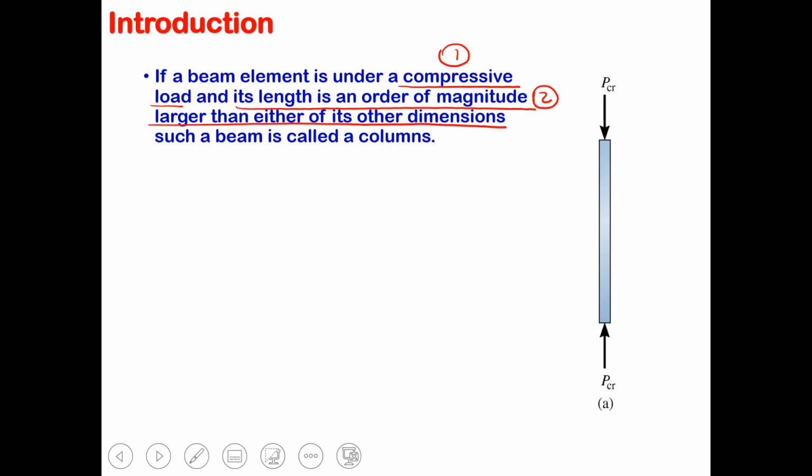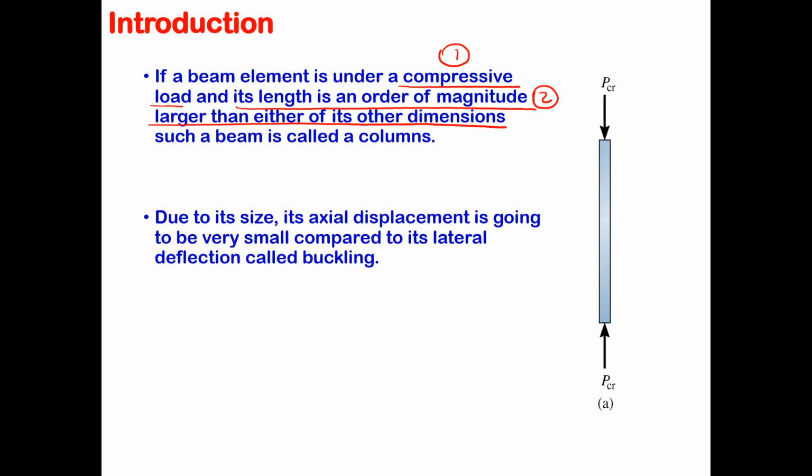Okay, this type of structure is called a column. So again, a column is a beam, essentially, that is under compressive load, and its length is at least an order of magnitude larger than either of its dimensions. Due to the size of the column, the axial displacement is going to be very small compared to the lateral deflection.